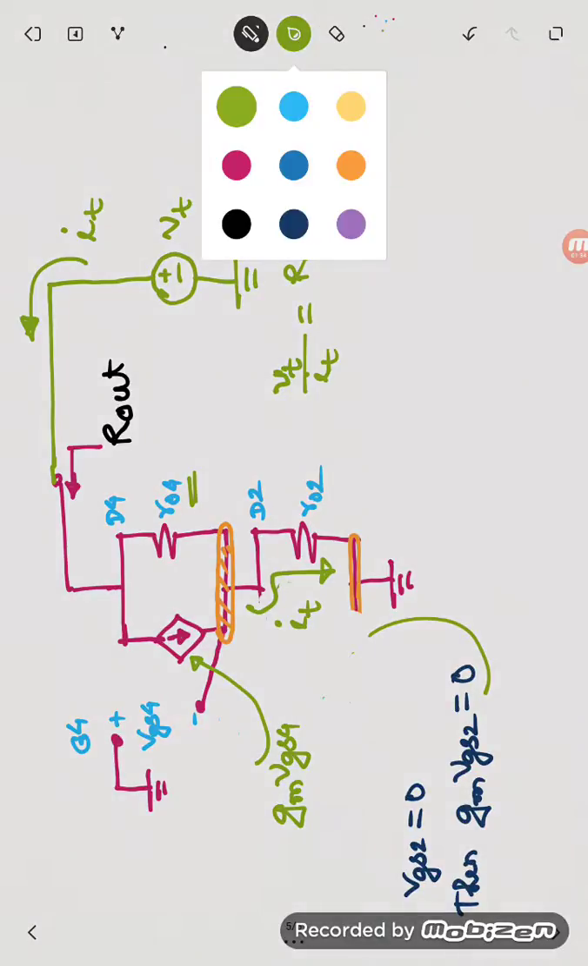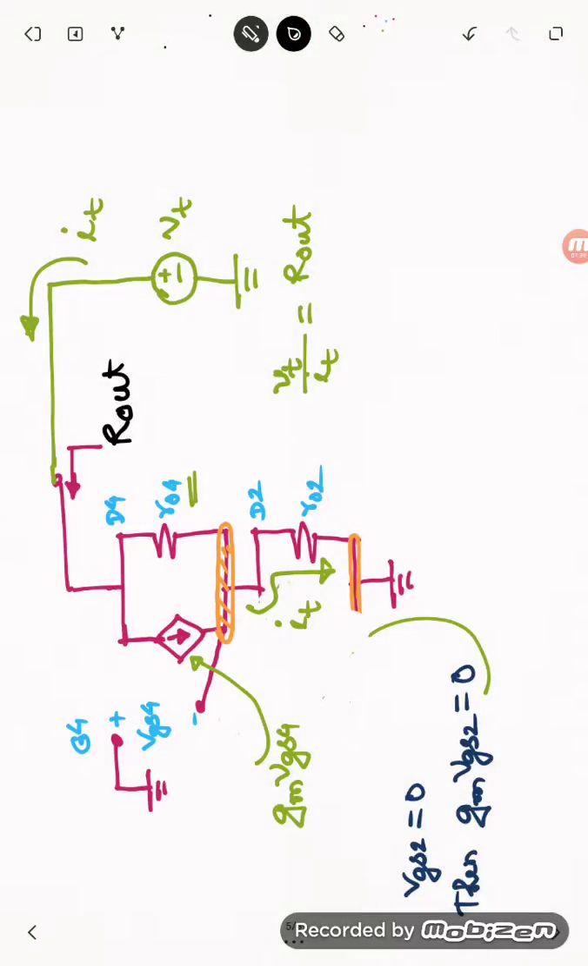So from here I can simply say the voltage over here all the way is basically what? So this is a VX node. I give it a name. So at this VX node, our voltage drop is simply IT times R02.